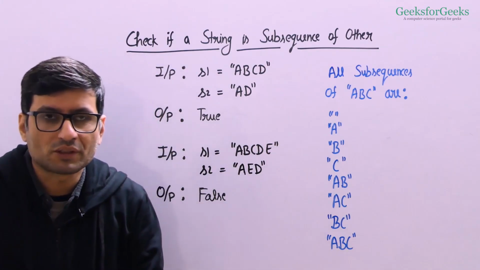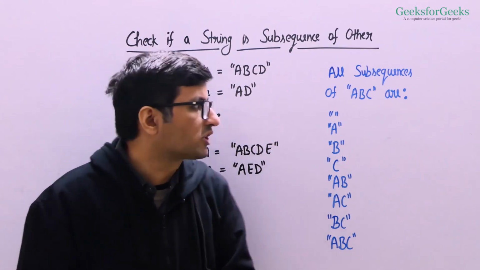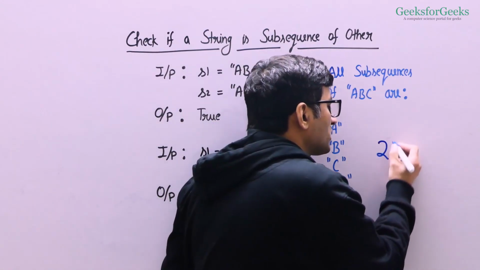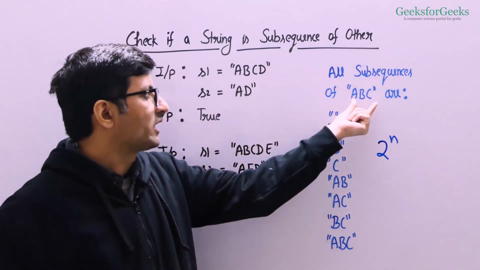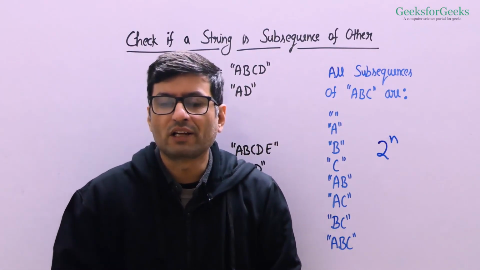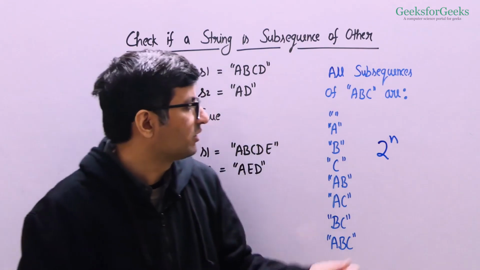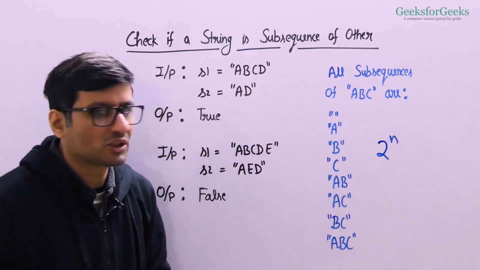The total number of subsequences in a string of length n are going to be 2 raised to the power n, right? You can notice that if you have a string of length 3, then there are 8 subsequences. And the reason is simple. For every character, you have two choices. Either you keep it or you don't keep it, right? That's how you are going to get 2 raised to the power n subsequences.